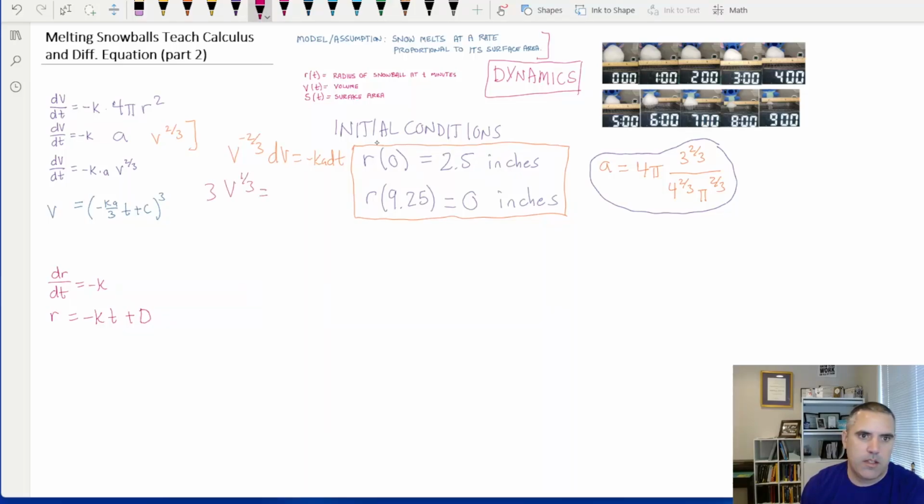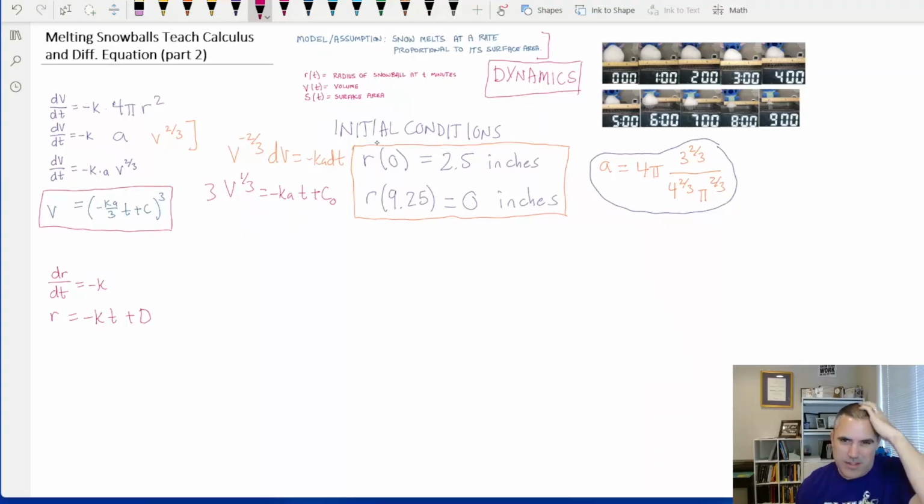This gives you a 3. This gives you negative k times t plus a constant. I call this c sub 0. And then solve. Divide everything by 3, which is what I did here, and then cube both sides. And then I called this c. So there is the formula for the changing volume. You do have to remember there's this messy constant a in the middle.